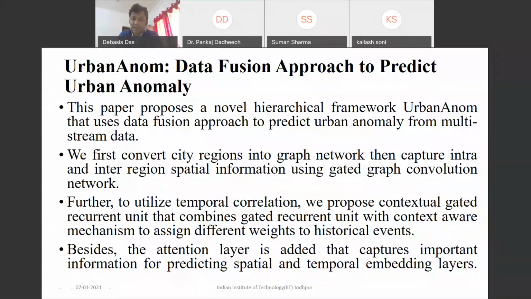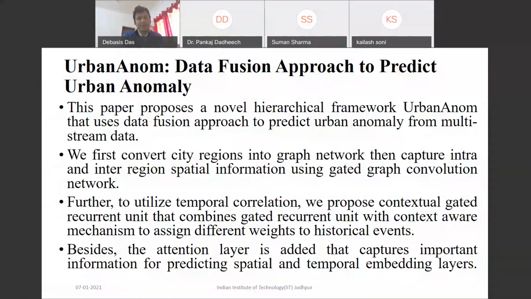the temporal correlation, which means time related information, and we use the combined gated mechanism with a context aware mechanism to assign the different historical events. So this is either accident prediction or event prediction. And here we are using some attention layer type of concept, which captures the important information for prediction in the spatial and temporal embedding layer. So we also added one extra layer, called the attention layer, in the model, a modified version of the model.